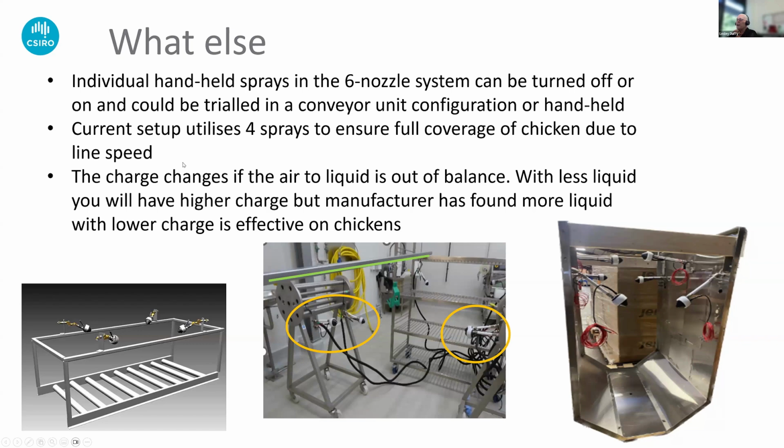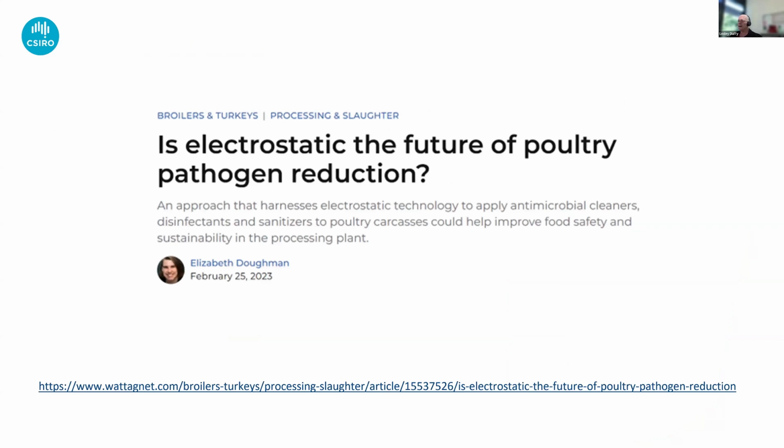The other thing is that the charge changes if the air to liquid is out of balance, so getting that air pressure correct is important. So with less liquid, you'll have a higher charge, but Max Charge have informed us that they found more liquid, the lower charge, is also effective in the chicken space. So there's certainly some room to maneuver about how things are set up. This came across when I was searching for some published information. I must admit there's not a lot of published information in the food space, like in the beef or chicken industry, more in the horticulture and in the field work.